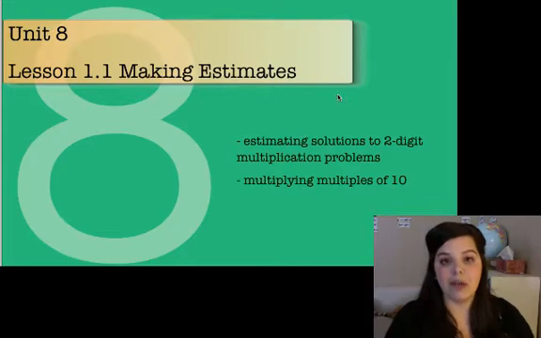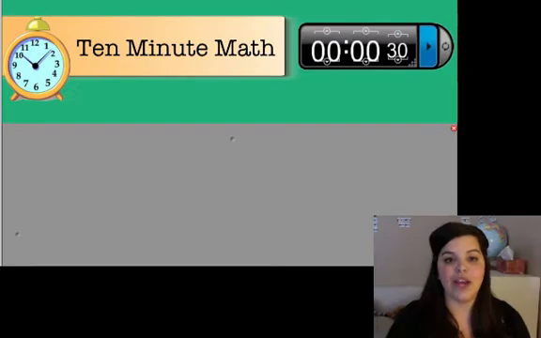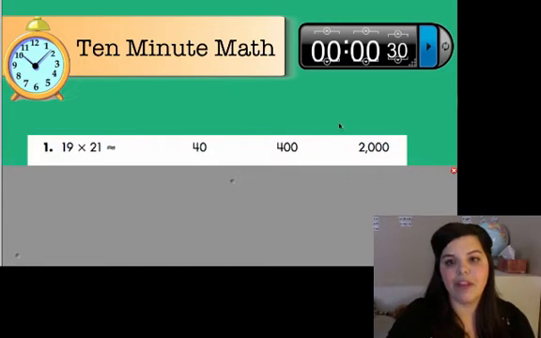Then we're going to multiply multiples of 10, which is a review of things we've been doing all year, counting by tens, but it is going to help us out when we're solving some of these problems. To begin today, I want you to try a 10-minute math problem. Instead of 10 minutes, though, I'm going to set the timer for 30 seconds. I would like you to please estimate the answer for this problem. 30 seconds, go.